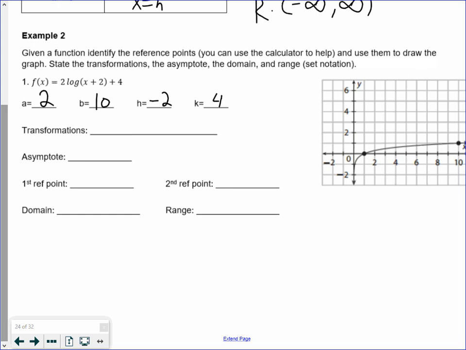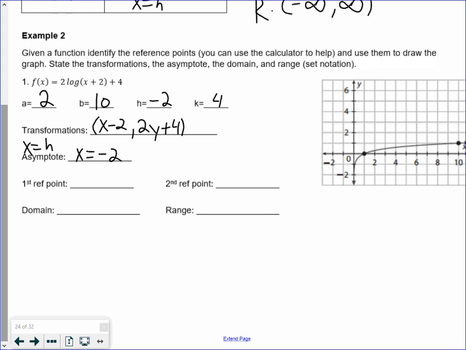Our transformation rule is x plus h, so x minus 2, comma, a y plus k, so 2y plus 4. And you guys should know what a, b, h, and k do. Our a is reflection over the x-axis, or vertical stretches and compressions. Our b doesn't do anything for our transformations. Our h is our horizontal shifts left and right, and our k is our vertical shifts up and down. But anyway, our asymptote is always going to be x equals h, so we have x equals negative 2.